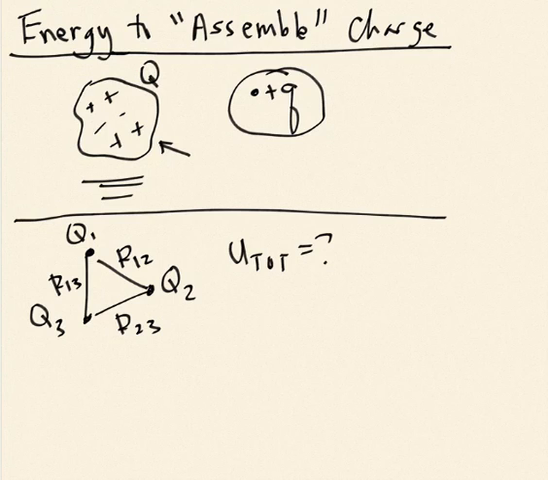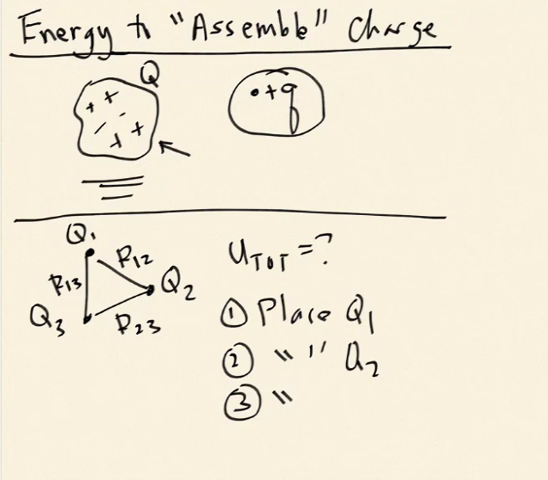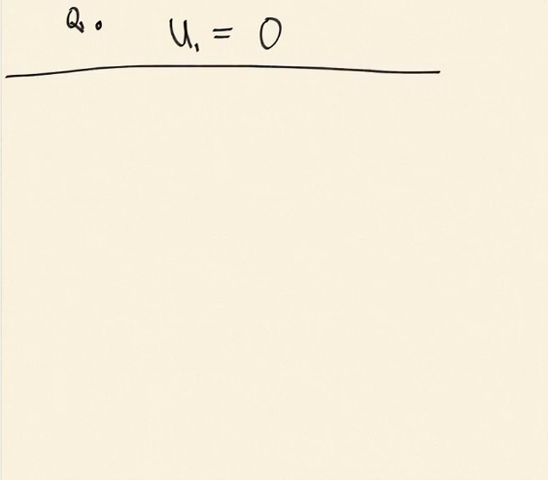Okay? So you imagine a sequence of steps where the first step is you place Q1, and then you place Q2, and then you place Q3. Now when I place Q1 in that scenario, I start with nothing else around, and so I don't have to expend any energy. So I'll place Q1. There's nothing else around. The energy it takes to place that charge is 0. I didn't have to do any work against electric fields. Okay, so this is step 1.